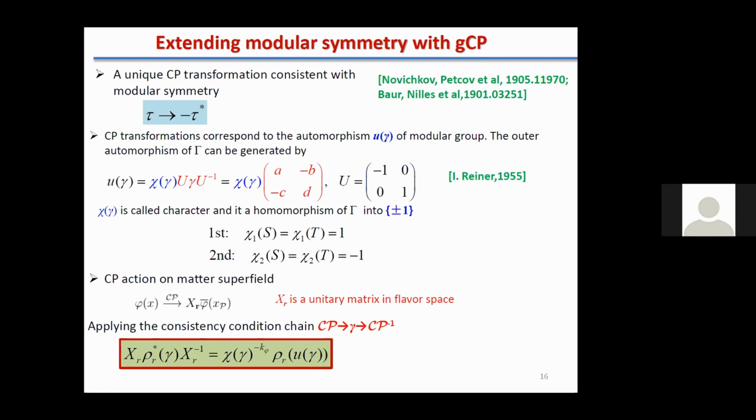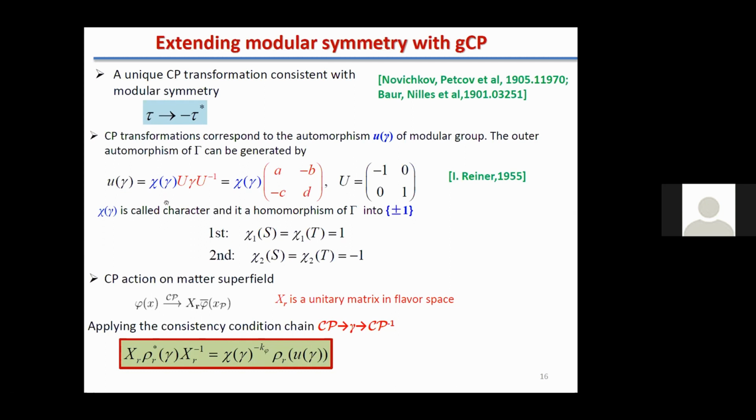And it is known the CP transformation is an automorphism of the flavor symmetry group. So if we want to define the CP transformation, we have to consider the automorphism of the modular flavor symmetry groups. For SL2Z, there are only two outer automorphisms. So you can see U gamma is an automorphism of SL2Z. It is a product of two automorphisms.